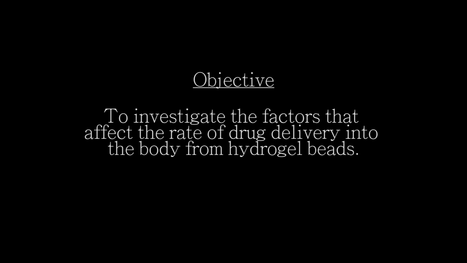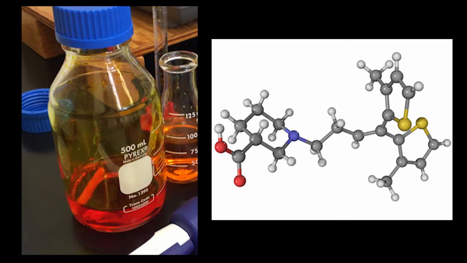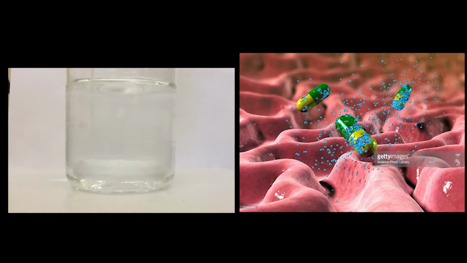The objective of this experiment was to investigate different factors that may affect the rate of drug delivery using calcium alginate hydrogel beads. The hydrogel beads were used to simulate a pharmaceutical capsule, while tartrazine dye incorporated throughout the beads simulated a drug. To simulate delivery into the patient's system, the hydrogel beads were added to a steadily mixed beaker of deionized water.